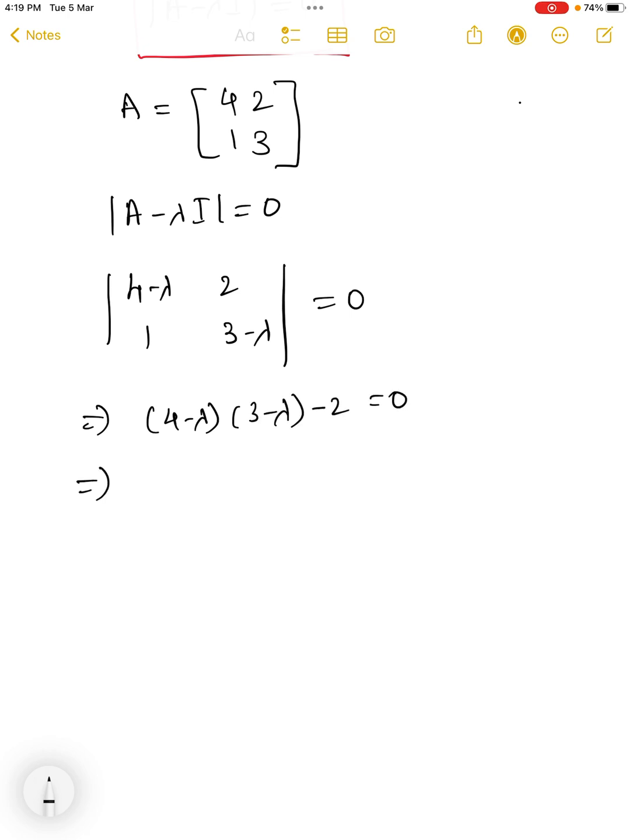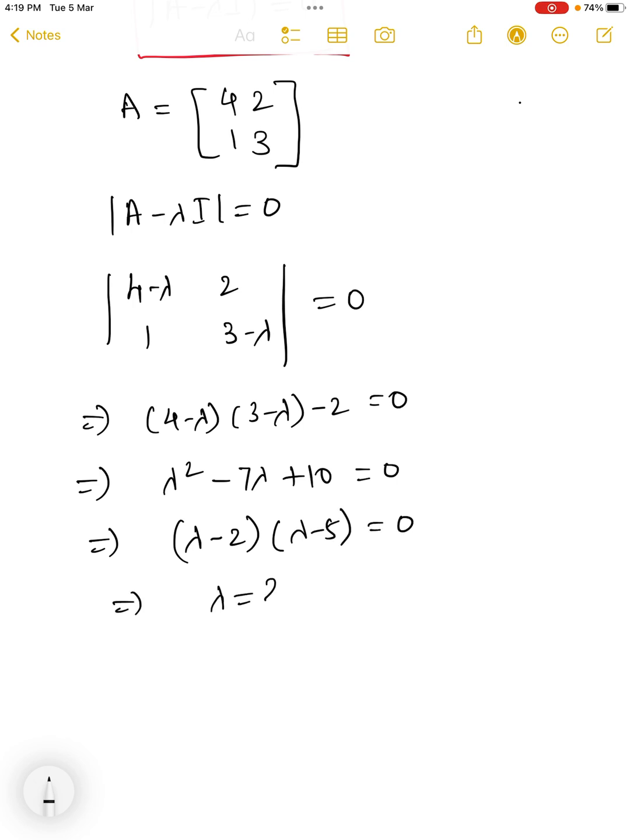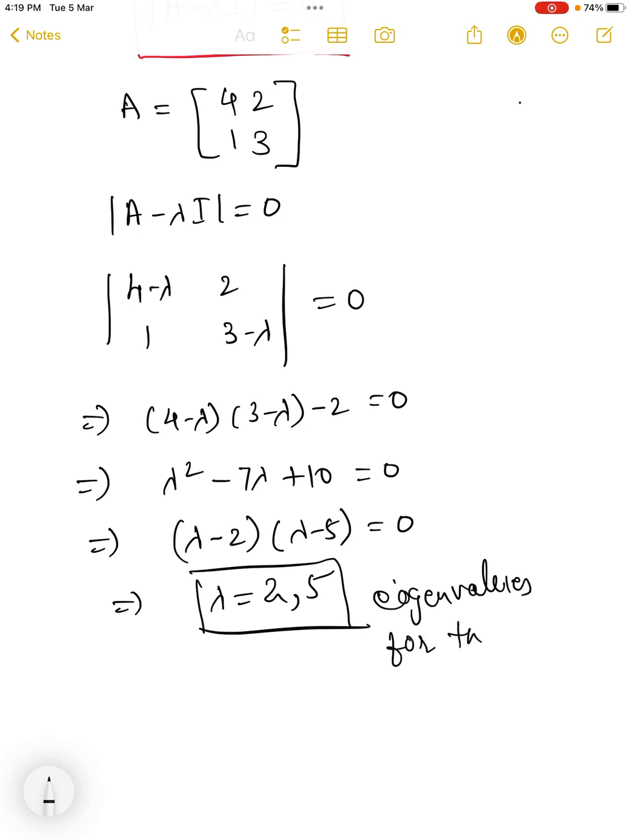We further simplify it, we get lambda squared minus 7 lambda plus 12 minus 2, that is plus 10, equal to 0. Then we factorize it, we get two factors, (lambda minus 2)(lambda minus 5) equal to 0, and we get two values, 2 and 5. So these are the eigenvalues for the square matrix A.